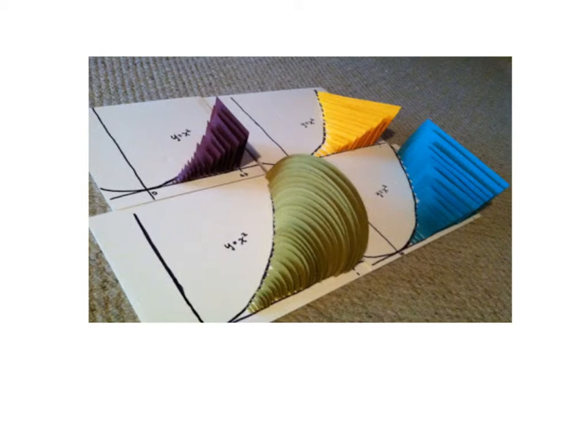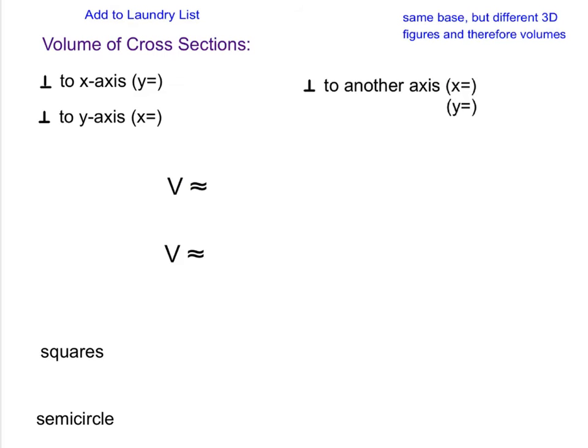So they give us a base. The base is found by top minus bottom. And then you're making the three-dimensional object by using an infinite number of squares, rectangles, semicircles or equilateral triangles, etc. So that's what we're after. That's what we're trying to do.